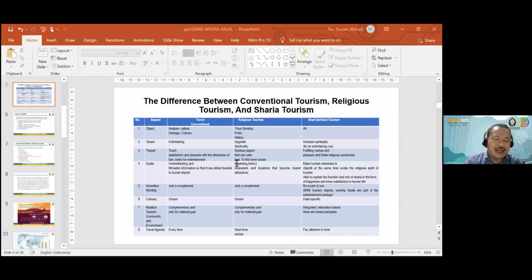The following are the differences between the concepts of conventional tourism, religious tourism, and halal sharia tourism. They differ in object, aim, target, guide, amenities, culinary, relation, and agenda. So halal tourism is different from religious tourism and conventional travel.